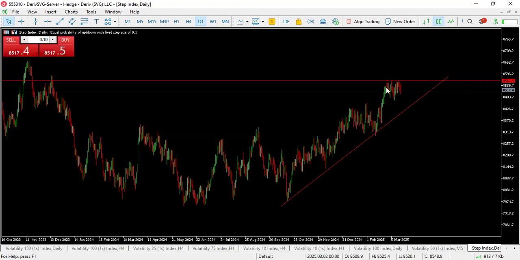For the sellers, it has to break through this particular trend line. This is it, an uptrend trend line. It has to do this. If this market comes down, you have to be patient with this market. Very, very patient. All right. So you have to allow market to do this.